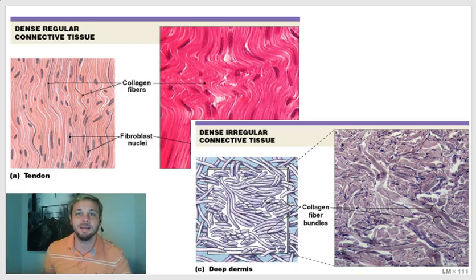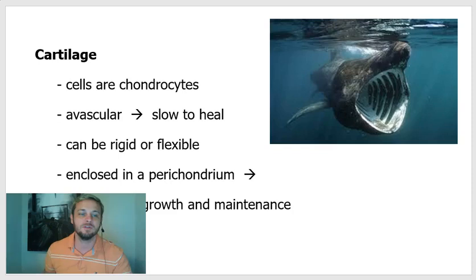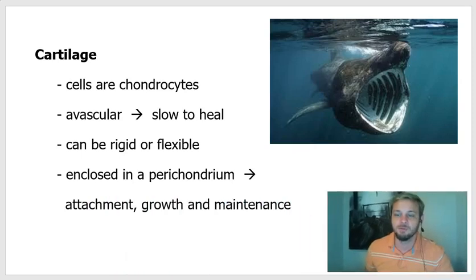And that's it for your connective proper. The next group of your connective tissue is your cartilage. Why do I have a picture of this? This is a basking shark. The group of sharks are called chondrichthyes. Chondro is the word for cartilage, and sharks belong to the cartilaginous fish. Chondro, chondrichthyes, ichthyes means fish. We're talking about cartilage, chondro, cyte.